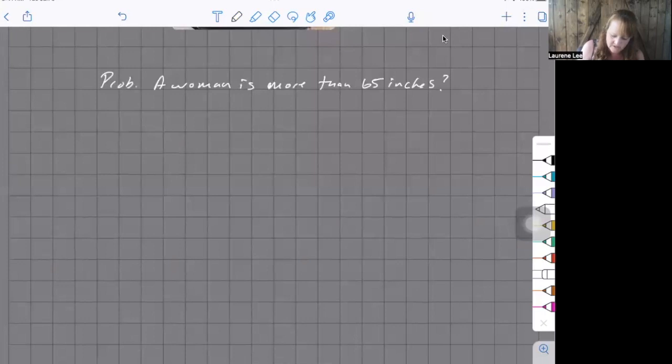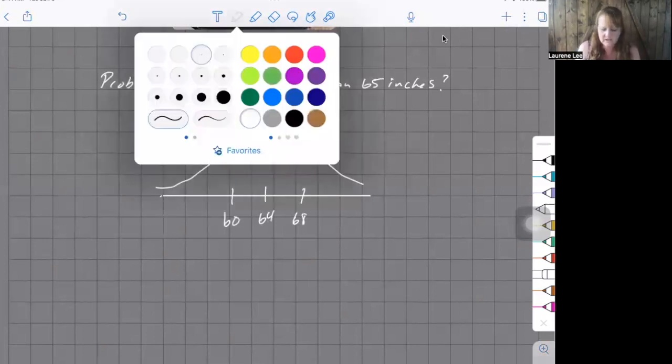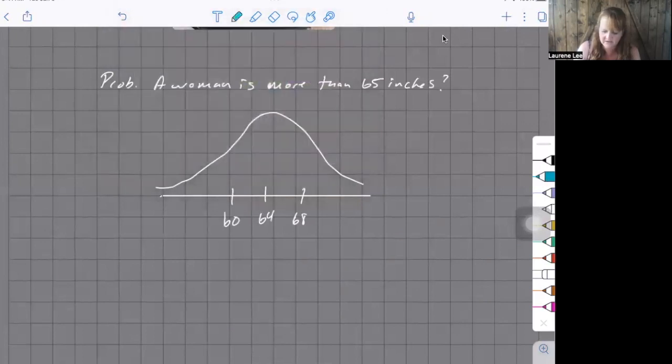So let's draw this picture again. My mean is in the middle. My standard deviation's 4 away. Okay, but now I'm looking at, I want more than 65. Okay, so that's right after 64. Here's 65. And more than is always to the right. Okay, so there's no upper bound, there's no right bound. It's like 65 all the way up to infinity. Okay, you're going to do this the same place on your calculator. Let's go check that out.